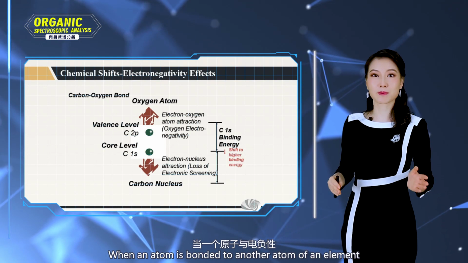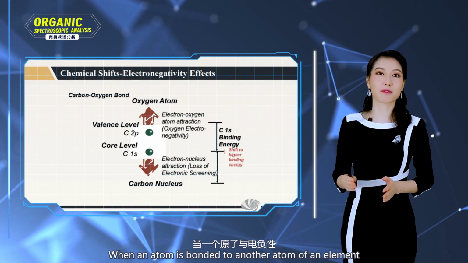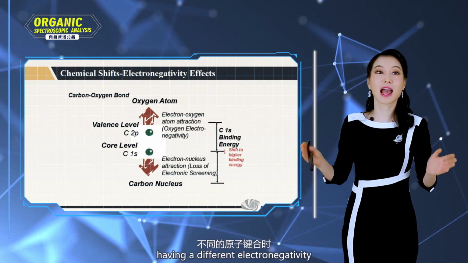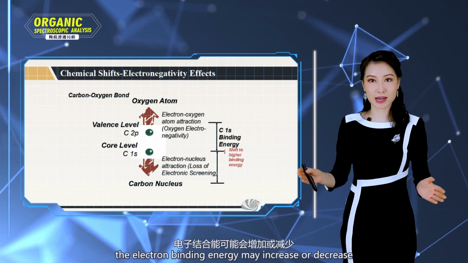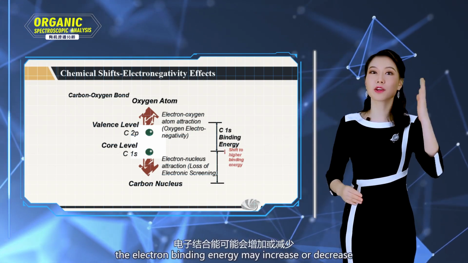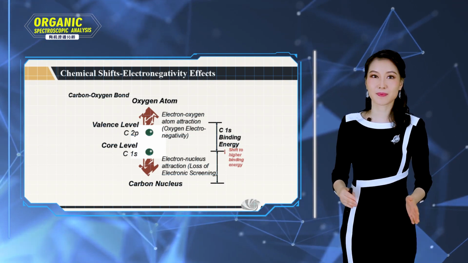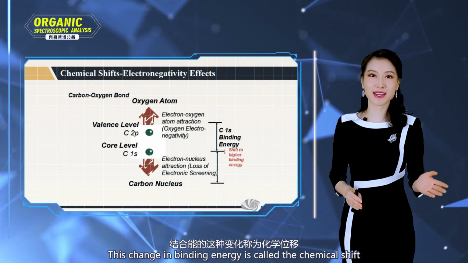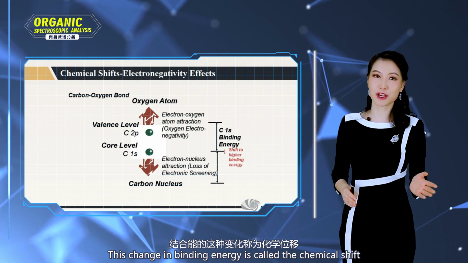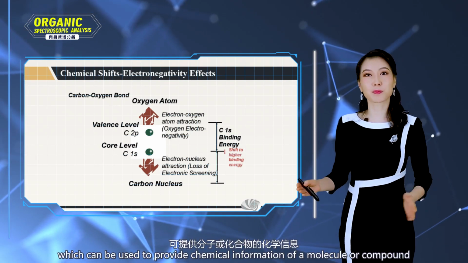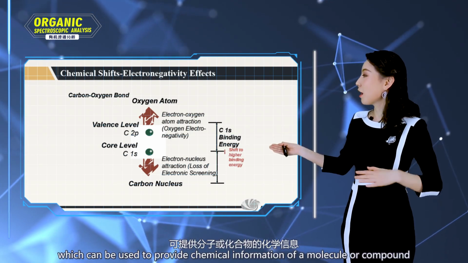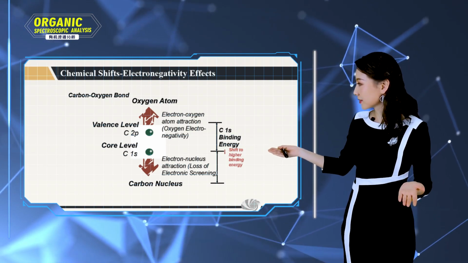When an atom is bonded to another atom of an element having a different electronegativity, the electron binding energy may increase or decrease. This change in binding energy is called the chemical shift, which can be used to provide chemical information of a molecule or compound.